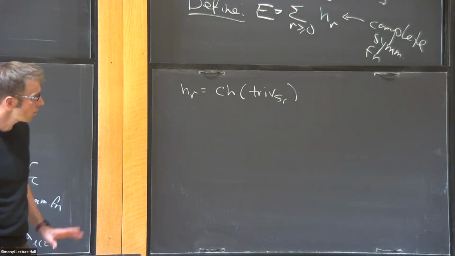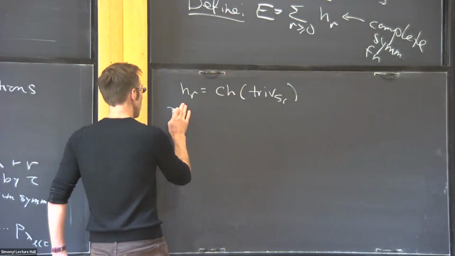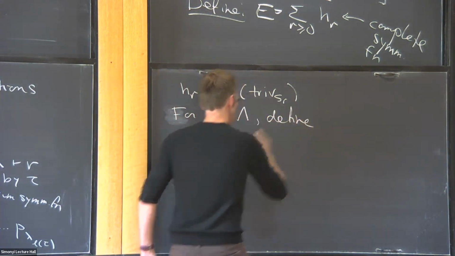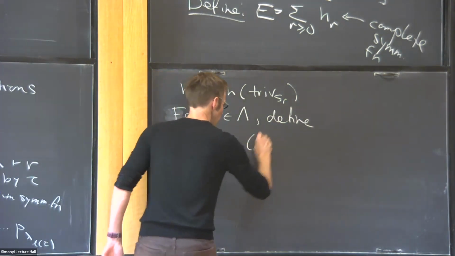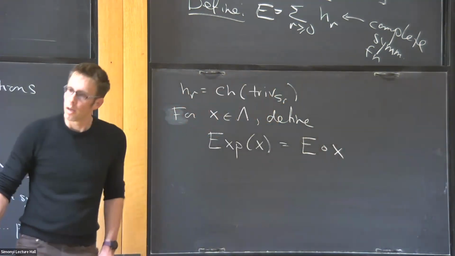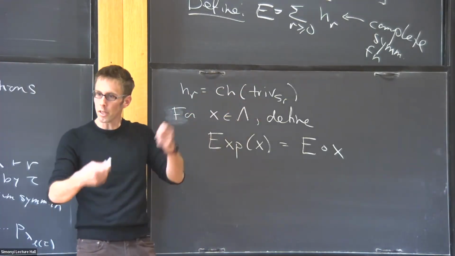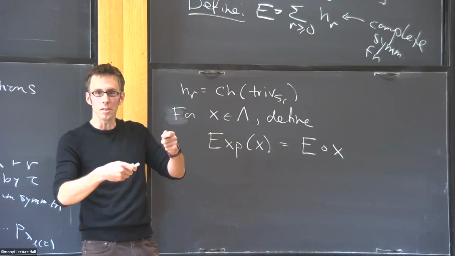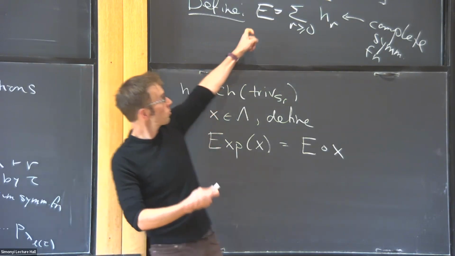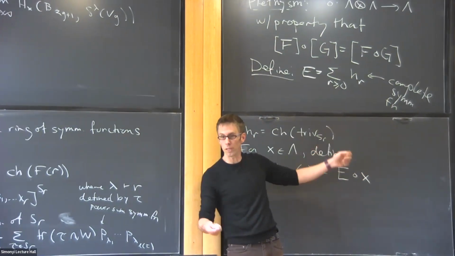And that formula is going to justify the following thing. For x in lambda, let's define the plethystic exponential of x to be E plethysm with x. Why is this a reasonable definition? The trivial representation of S_r is like a point modded out by S_r. It's 1 divided by S_r, 1 divided by r factorial. So I'm summing up 1 divided by r factorial of various powers of x. That's the formula for the exponential.